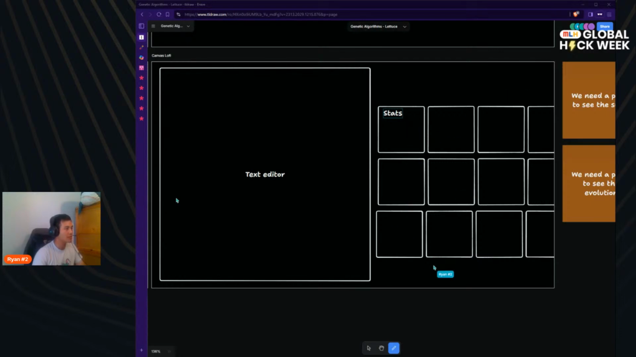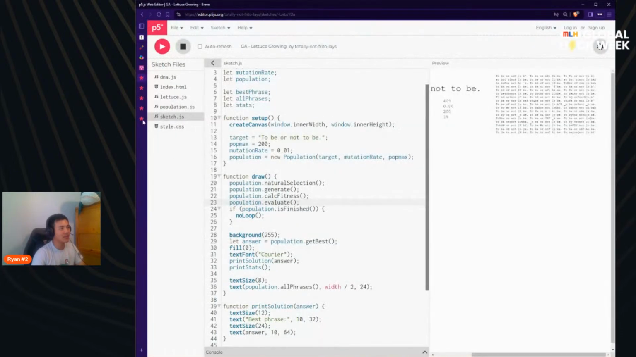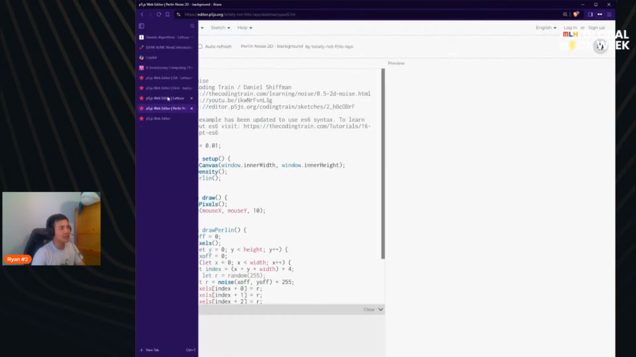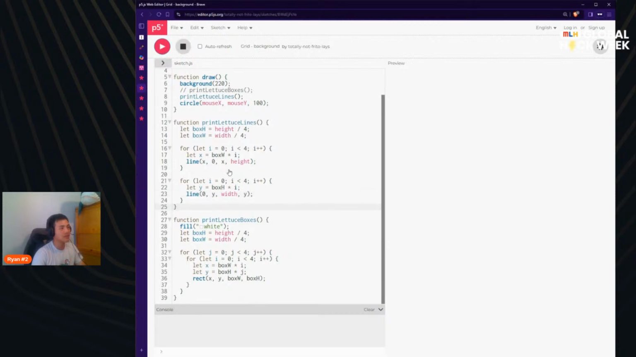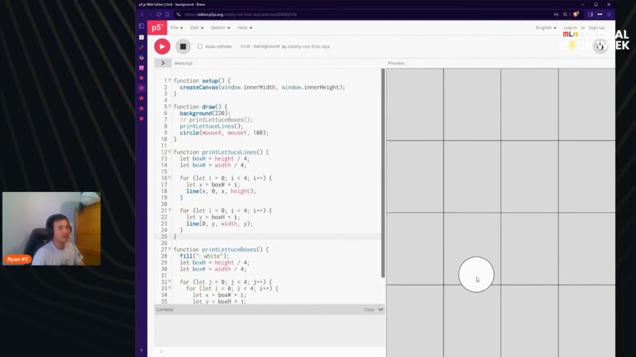I'm gonna get a better shape for that. Here, we're gonna say that this lettuce is star-shaped. Okay, so we'll just have a grid, something like this. I actually went ahead and already have some grid code. So if we were to run this, we've got a nice grid here.